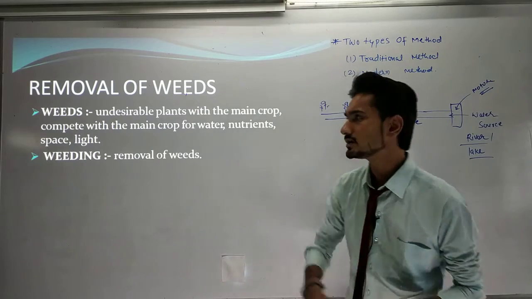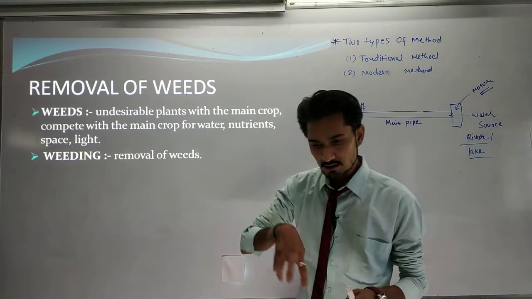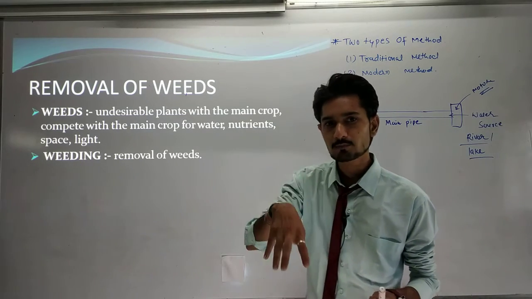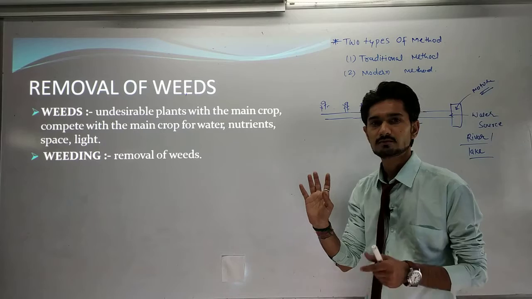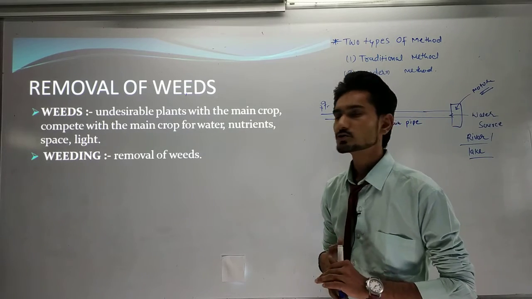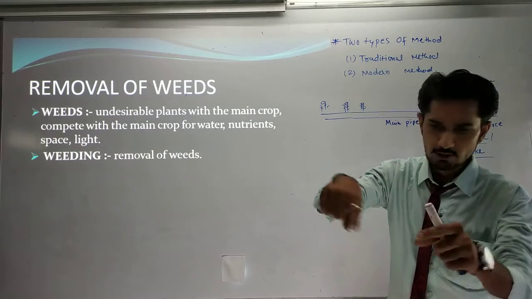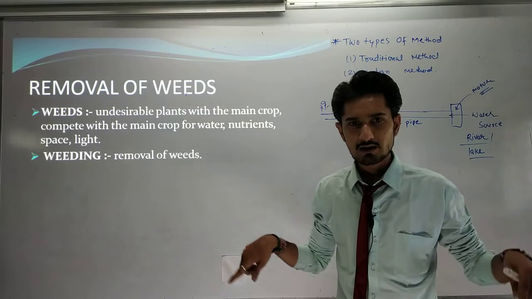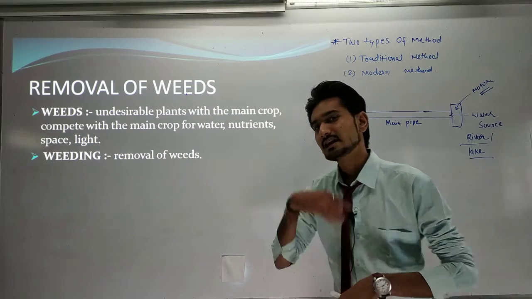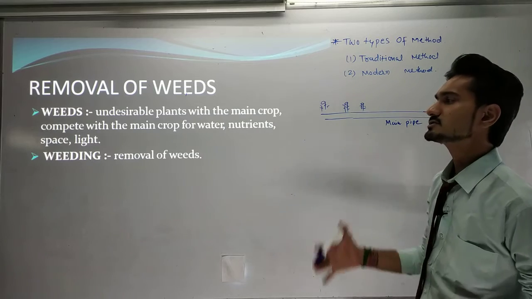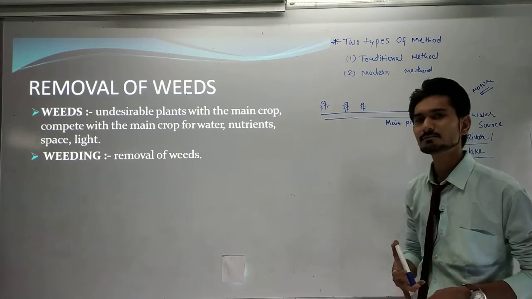We have to do the removal of these unwanted plants that are surrounding our main plant. We have to remove them, otherwise they will also damage our original plant. The process of removing the unwanted plants from our main plant's surroundings is called the removal of weeds, or the weeding process.